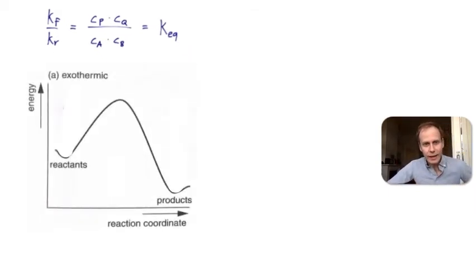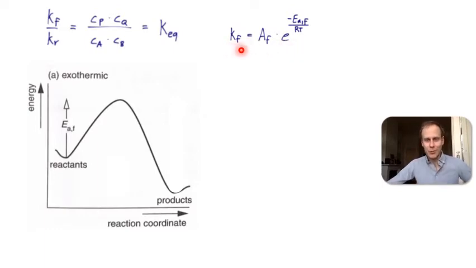Okay, so let's analyze this a little bit. Say we have an exothermic reaction, right? So that means we have to overcome this activation barrier for the forward reaction, right? So that means for the forward reaction we can set up an Arrhenius equation to calculate the forward rate constant.